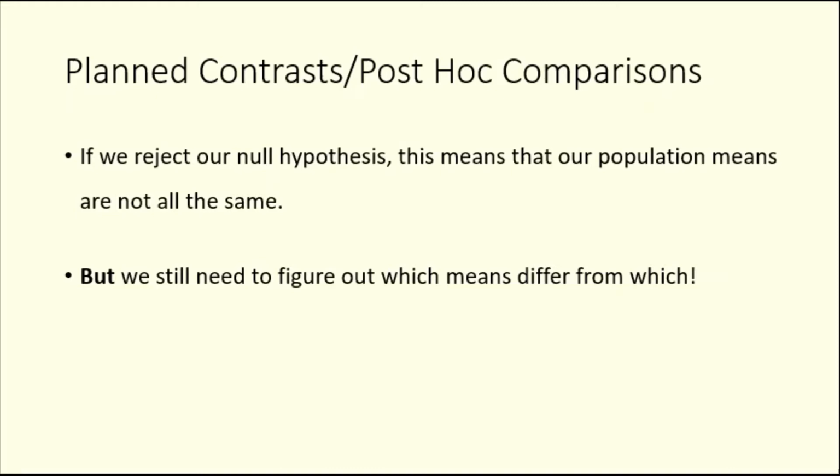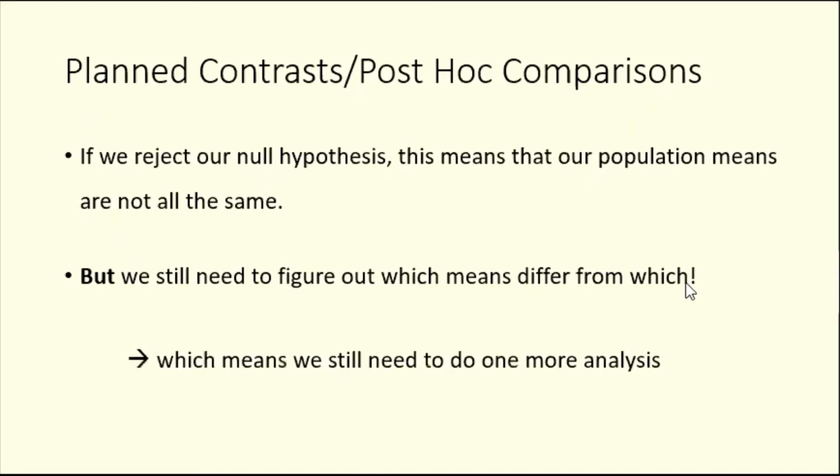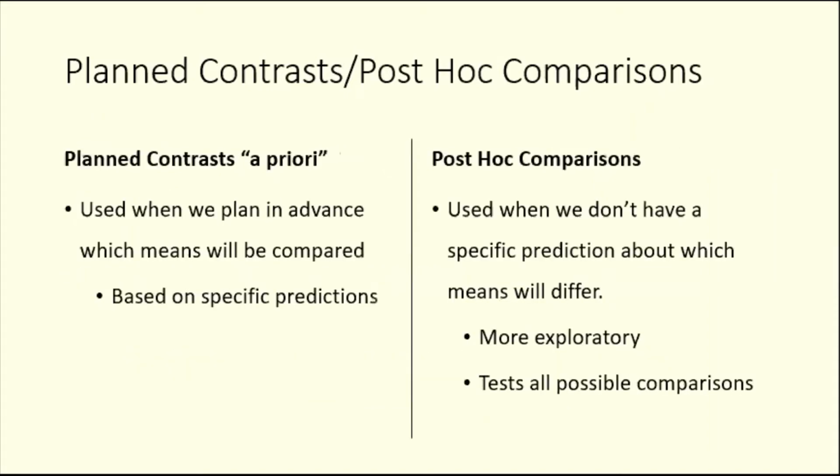rejected our null hypothesis. If we have failed to reject our null hypothesis, that means that our population means are the same and there's nothing more to do. But it's only in the case that we reject that null hypothesis that we have to follow up on this. So we have to do one more analysis, and specifically we want to compare pairs of groups. And there's going to be two ways that we can do this.